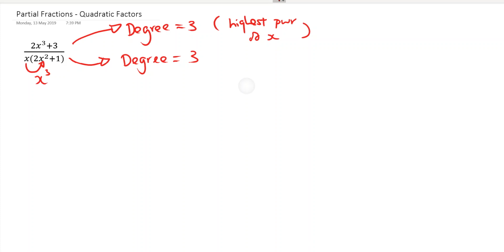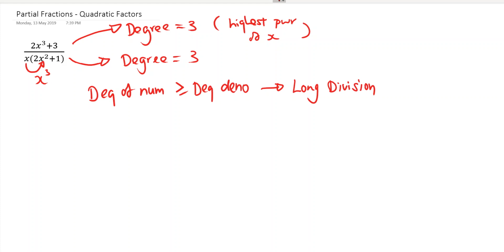Now, as long as the degree of the numerator is greater than or equal to the degree of the denominator, you must do long division. Well, of course there are other ways to simplify this, but for this case, as with most cases, let's just do a general way first, which is: once you see the degree of the numerator is greater than or equal to the degree of the denominator, you must do long division. So now we start the working proper.